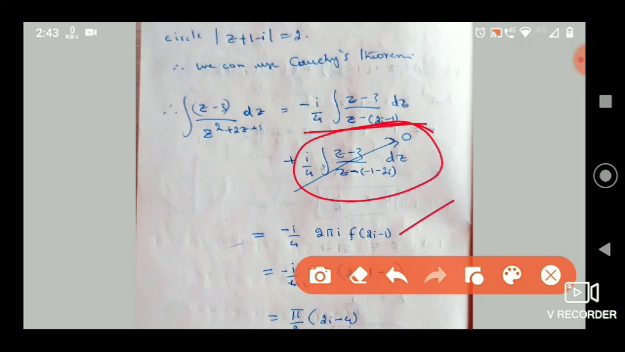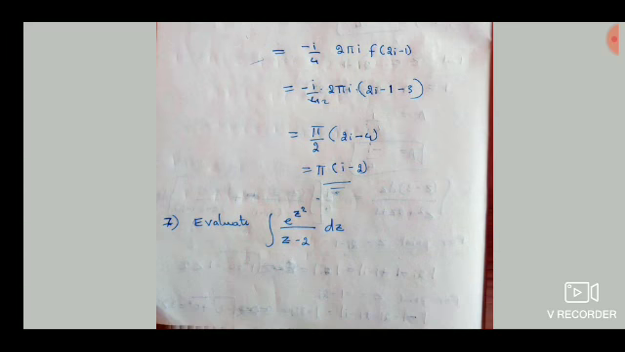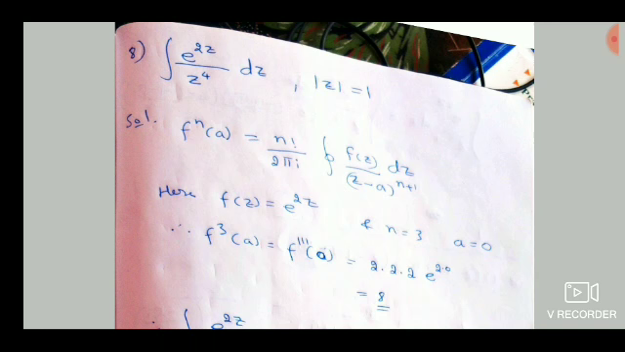f of 2i minus 1, what is f here? z minus 3. So instead of z you use 2i minus 1 and you will get the final answer. The next problem, e power z square divided by z minus 2 dz. Just try this problem. This is an easy problem. If you didn't get it, I'll solve that. Okay. The next one, the 8th one, integration e power 2z divided by z power 4 dz.